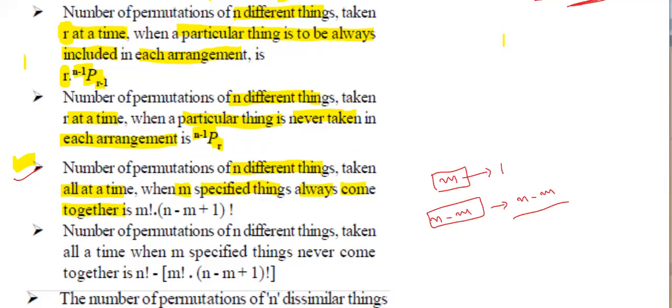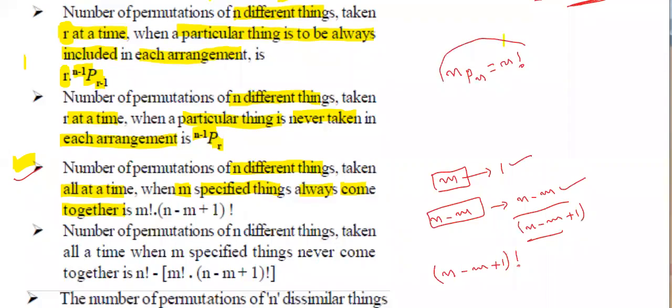Now, adding both, how many do we get? n minus m plus 1 things. Here one unit we have taken, and the remaining things are different units. Now n minus m plus 1 things can be arranged in n minus m plus 1 factorial ways, because we are using all things. In the nPn formula, we know it is n factorial. Whenever we are using all things, write it like this. No need to write nPn.